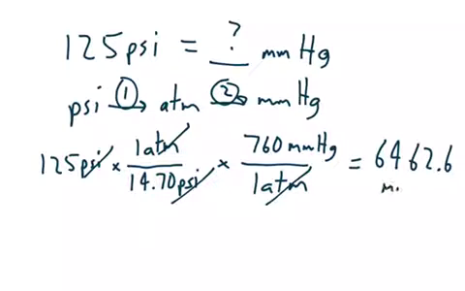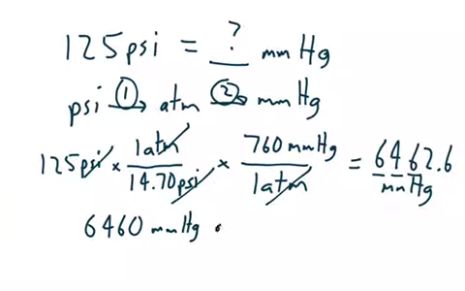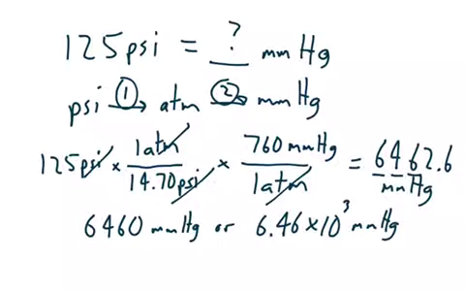This is going to be millimeters of mercury, but we're going to use significant digits. Notice the original question has 3 significant digits, so we're going to round this to show just 3. There are 2 ways you can do this. You can either do 6460, which is perfectly fine, millimeters of mercury, or you can put it in scientific notation, and it would be 6.46 times 10 to the 3 millimeters of mercury. Okay, and that's how you would do this problem.